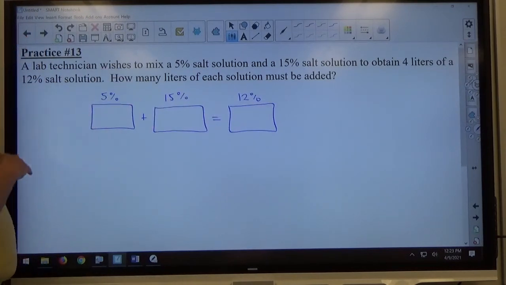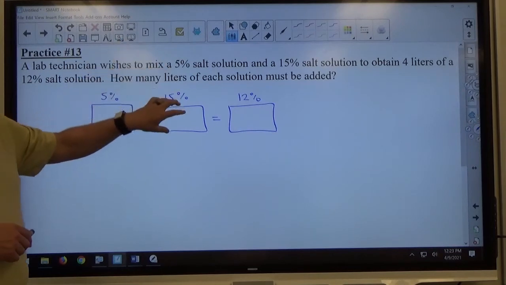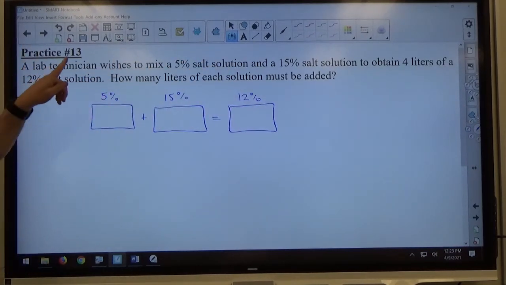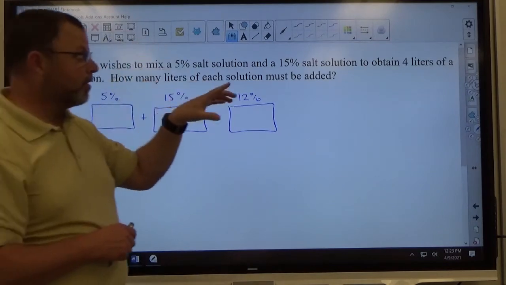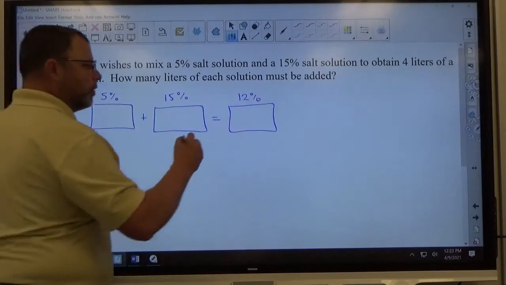Put the percentages above. Now, I have to figure out which of these they're going to tell me, one of the three numbers. They're either going to tell me how much 5% we have, how much 15% we have, or how much 12% we have. In this case it says we want to obtain 4 liters of 12%, right? So this over here is 4 liters.